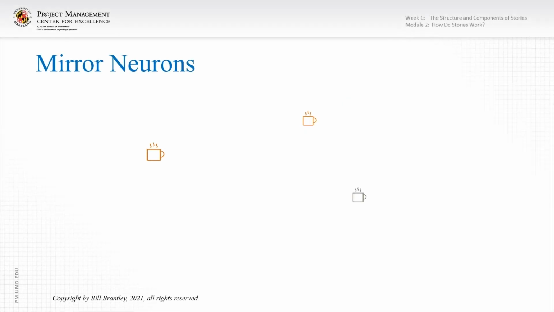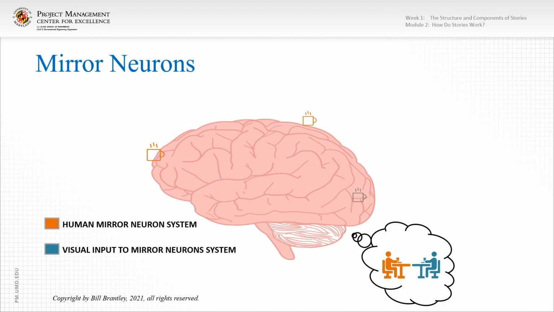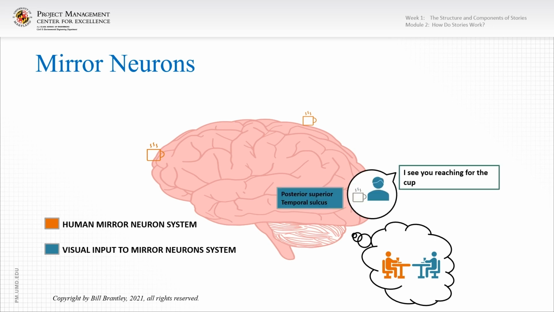In your brain are these things called mirror neurons. They are a recent discovery, and they essentially help us imagine ourselves in the place of others. So let's take an everyday, ordinary experience, coffee. And this is your brain on coffee. Now, I have a cup of coffee, and we have different systems going on here. Human mirror neuron system, visual inputs in the mirror neuron system. So as you watch me drink coffee, I want you to take the journey with me.